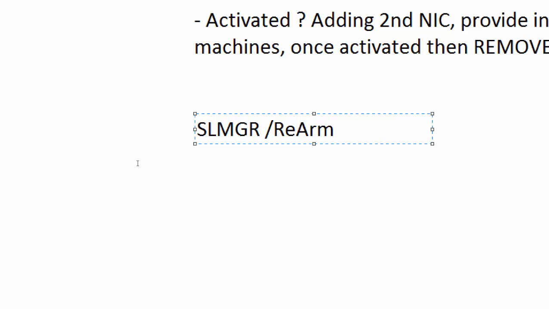So this command extends the grace period by 10 more days, and you can run this command 3 more times, 30 more days. It's in the command prompt: slmgr /rearm. So if you see an expired machine, get 10 more days on that, right? After 180 days, yeah.